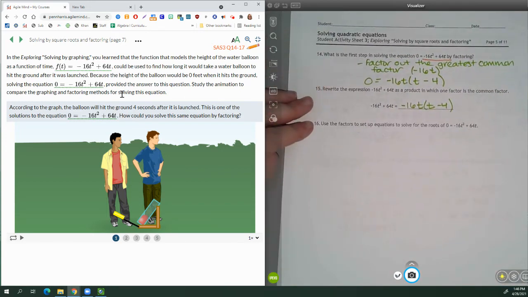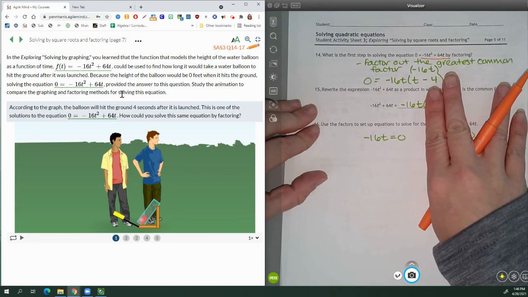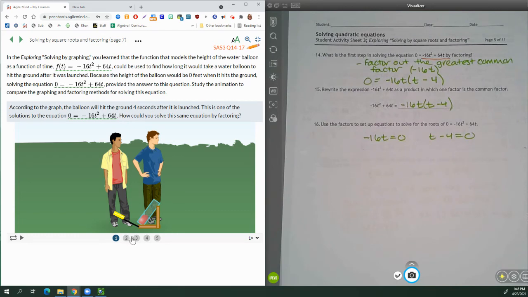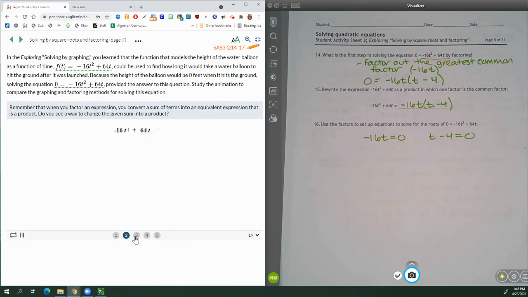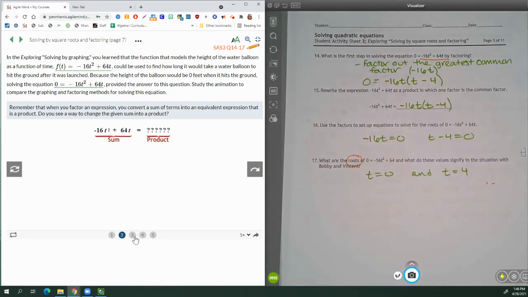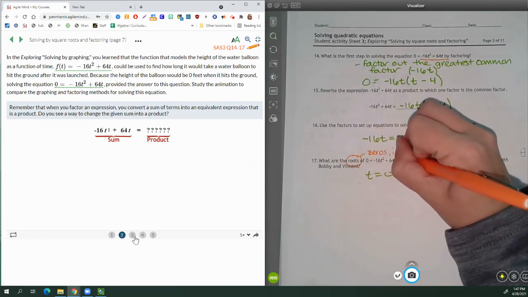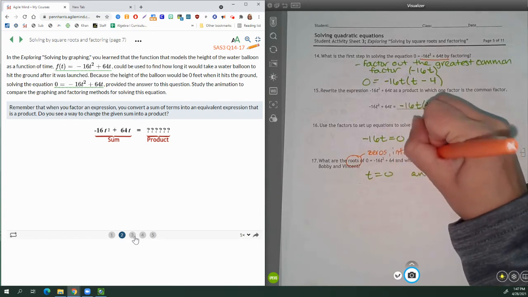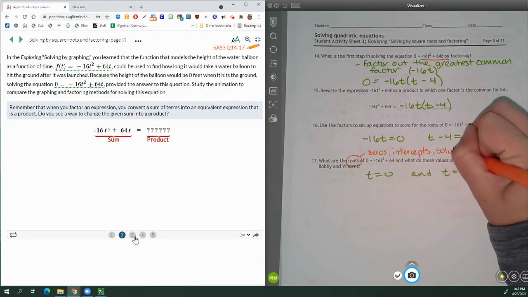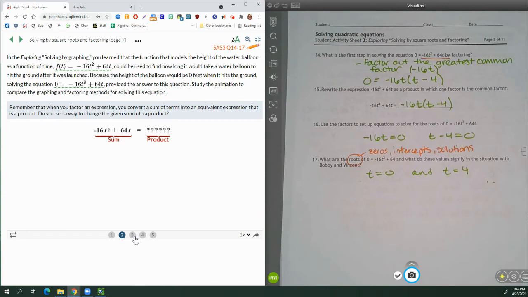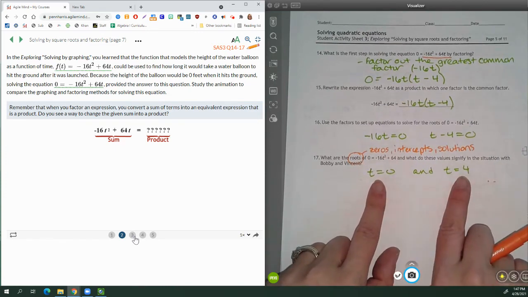So let's use my two factors. Okay, we can't factor that any further. So we're going to split it. -16t equals 0, and then t minus 4 equals 0. And then when I ask you what are the roots, okay, we've talked about the roots before. Roots are my zeros, my intercepts, okay, my solutions. This is also the same thing that we've been finding on these other problems. So what are they? It's t equals 0 and t equals 4.